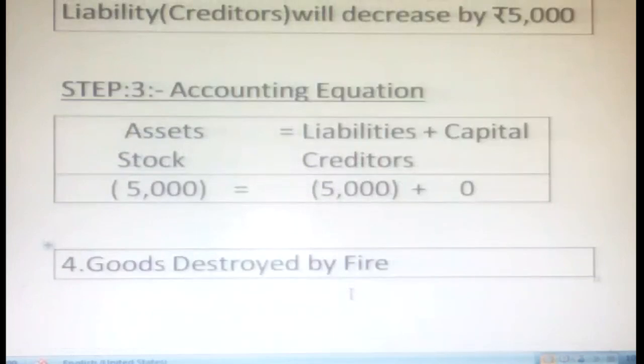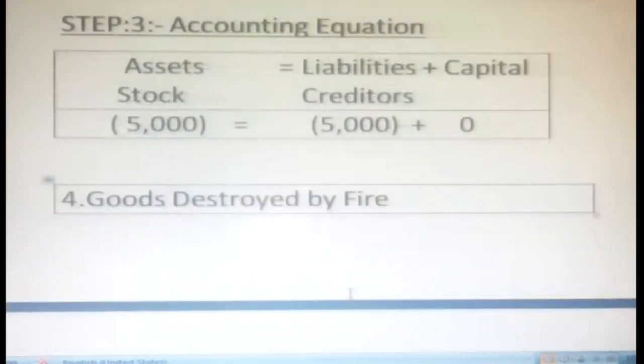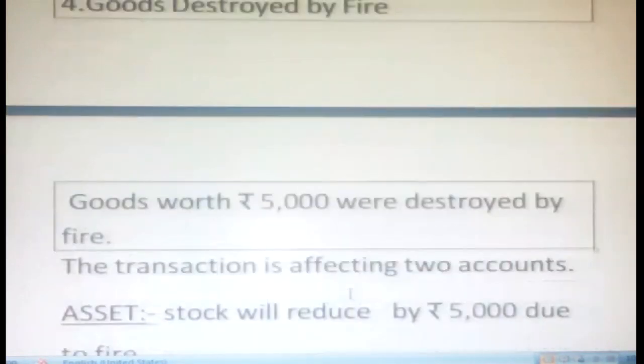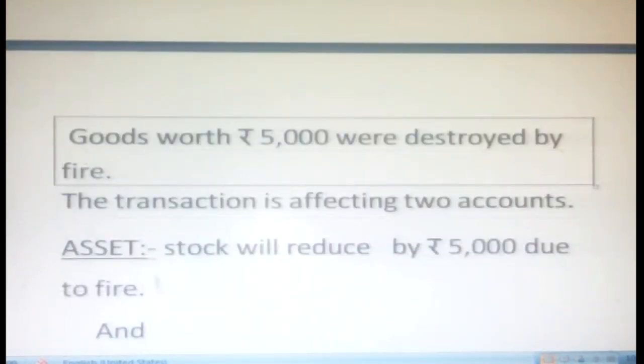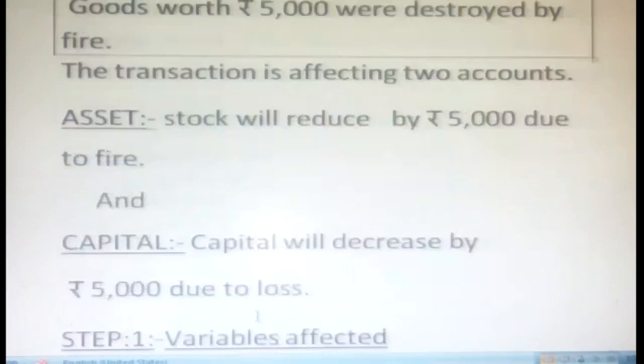Okay, I'm moving to the next one. Goods are destroyed by fire. Sometimes goods are destroyed by fire when they are kept in the warehouse. Now goods worth 5,000 are destroyed by fire. How do we give the effect? Because of the destruction, the asset under stock will reduce by 5,000 due to fire. Similarly, our capital also, that loss you are going to show under capital only. That's why capital will decrease by 5,000 due to loss.